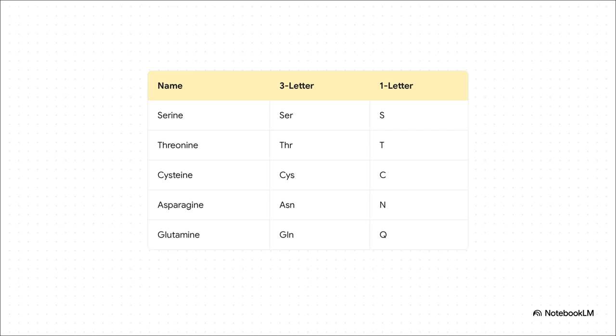But hey, pay special attention to that C in crafts for cysteine. This one is a superstar. Two cysteines can link their R groups together to form a super strong bond called a disulfide bridge. It's like molecular superglue, locking parts of a protein together.